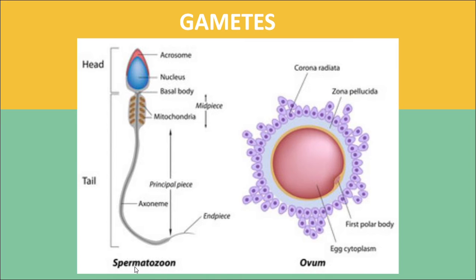For the ovum, you have surrounding it the corona radiata, then inside you have the zona pellucida, then you have the first polar body and the egg cytoplasm.